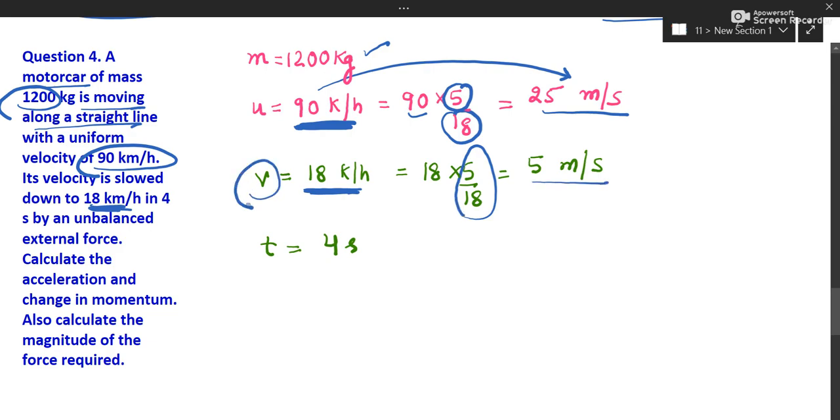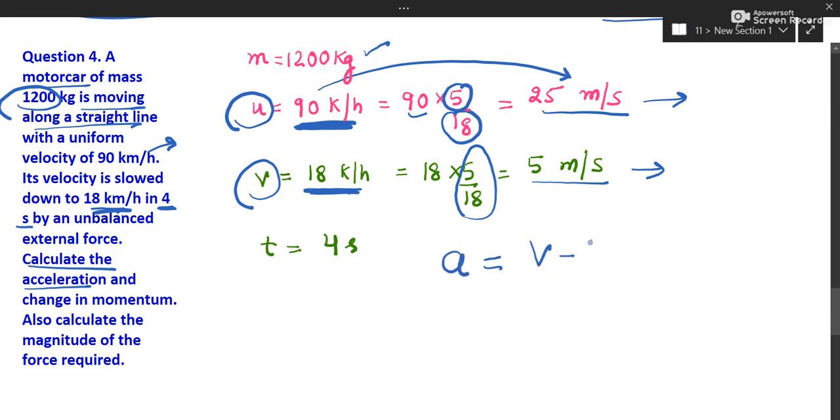This is final velocity. Okay. Earlier it was moving with 90 km per hour. Now it is moving with 18 km per hour. So this is initial velocity 25 meter per second and this is final velocity. Time is given as 4 seconds. We have to find out the acceleration. So what is acceleration, children? Acceleration is v minus u by t. Change in velocity by time.